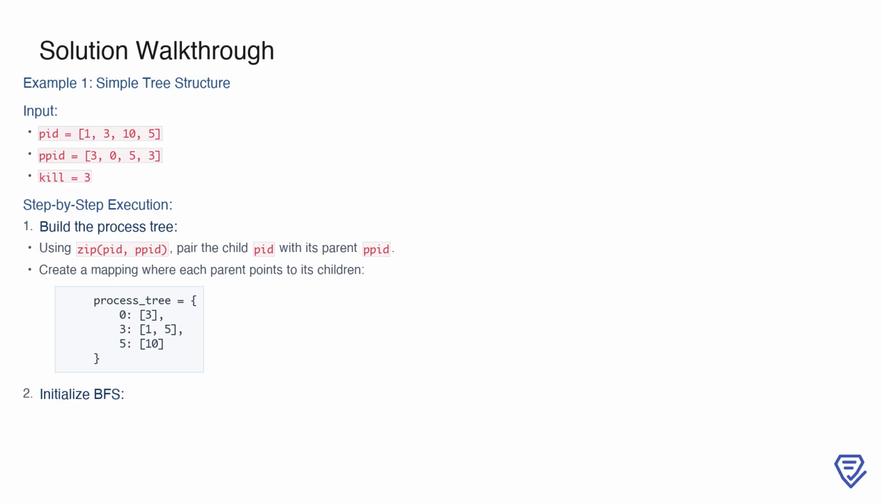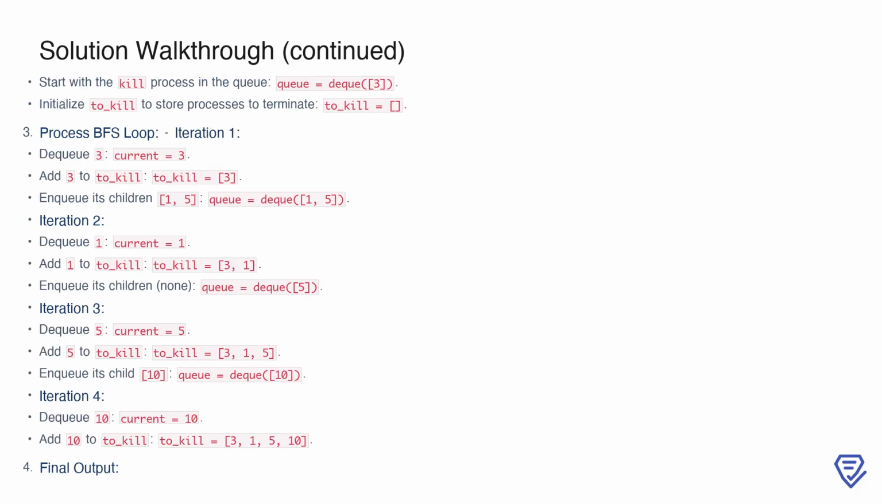This tree structure will allow us to traverse all descendants of the process we want to kill. Once the tree is ready, the next step is to initialize the traversal using breadth-first search, or BFS. We start the BFS with the process we want to kill, which is process 3 in this example. The queue is initialized with 3, and an empty list to_kill is prepared to keep track of all processes to terminate. In the first iteration of the BFS loop, we dequeue 3, add it to to_kill, and enqueue its children, 1 and 5. In the second iteration, we dequeue 1, add it to to_kill, but since 1 has no children, the queue remains unchanged except for process 5.